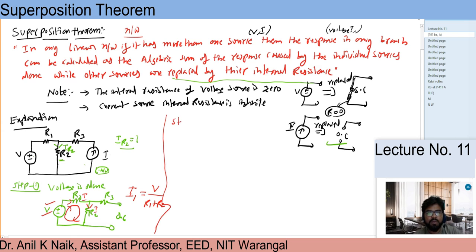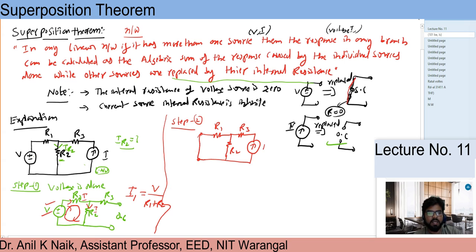Now in step 2, I will only consider the current source, and the rest of the sources have to be replaced by their internal resistance. Only my current source is present here, and whatever other sources we have have to be replaced with the internal resistance. Then what is the internal resistance of this voltage source? It is a short circuit. So I can take a short line here, completely a short line.